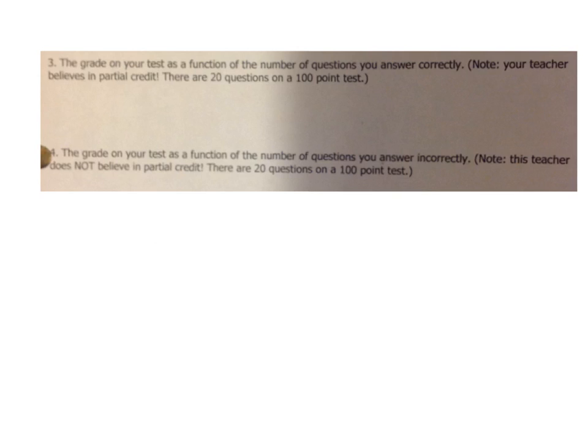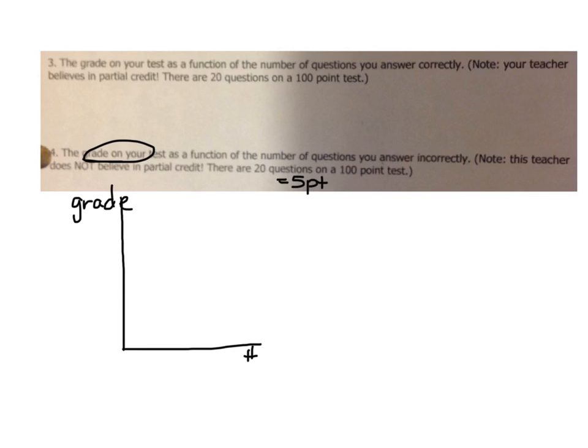So I'm going to start with the number 4 first. The grade on your test, as a function of the number of questions you answer incorrectly. Note, this teacher does not believe in partial credit. There are 20 questions on a 100-point test, so that means each question is worth 5 points. 5 times 20 gives me the 100. So each question is worth 5 points, and I don't give partial credit. So the grade on my test depends on the number I answer incorrectly. Okay. So the grade is my dependent. And this is the number incorrect.